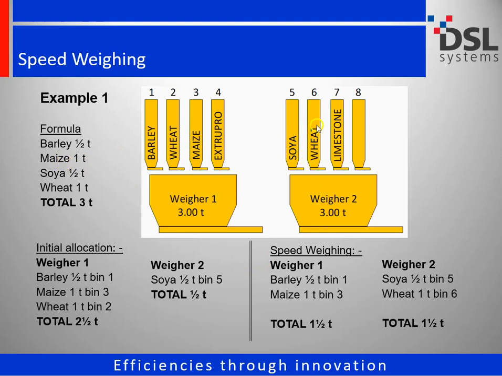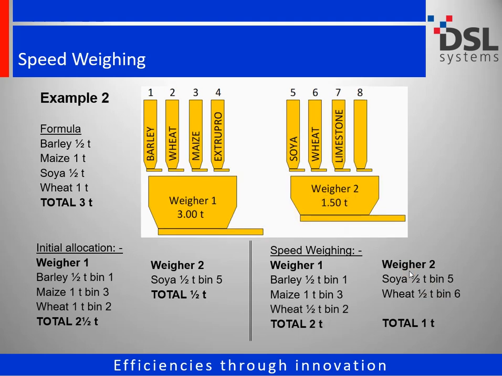And you've noticed here we've got one material, wheat, which is both in bin 2 on weigher 1 and bin 6 on weigher 2. So the system completely automatically will move the requirement from bin 2 to bin 6, so it moves wheat 1 ton to bin 6, and so it's going to have 1.5 tons to weigh up on weigher 1 and 1.5 tons to weigh up on weigher 2. Most likely to be the most efficient way of weighing it. So that's the first simplified example of it working.